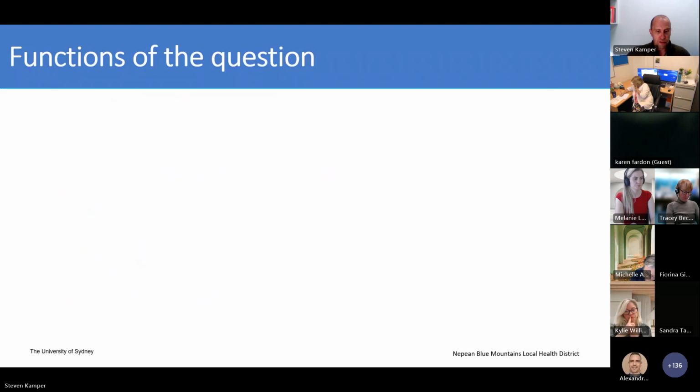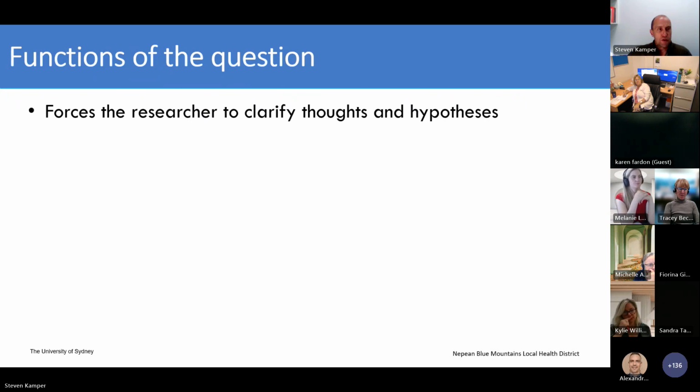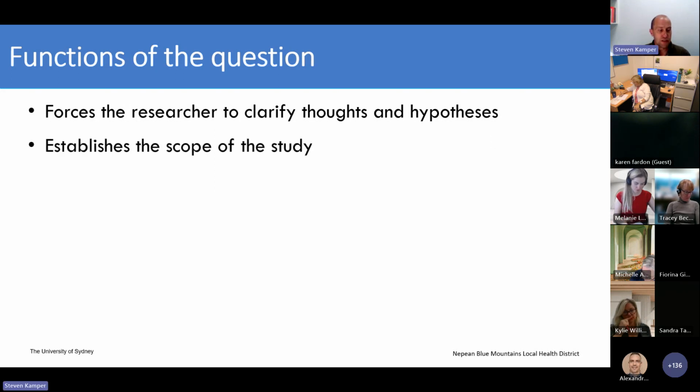So what about the functions of a good question? And this is really important, because now we're going to start to link the question to the study itself. So what does it do? It forces the researcher or the person who's doing the study to clarify their thoughts and hypotheses. As I said, science is a very systematic process, and it works to the extent that everything is specific and clear. It establishes the scope of the study, so it tells you what's included and what's not included.